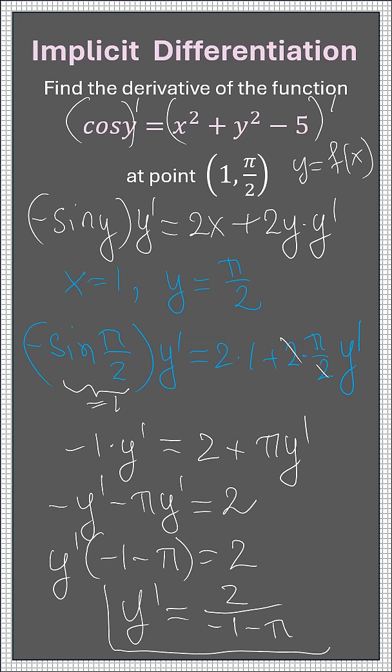It is the derivative of our given function, cosine y equals x squared plus y squared minus 5, at the point (1, pi over 2).